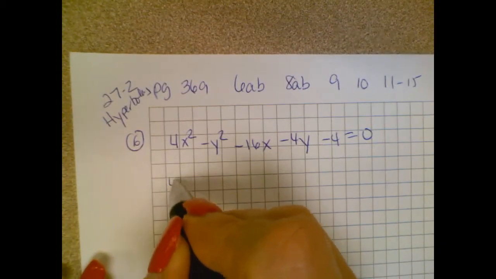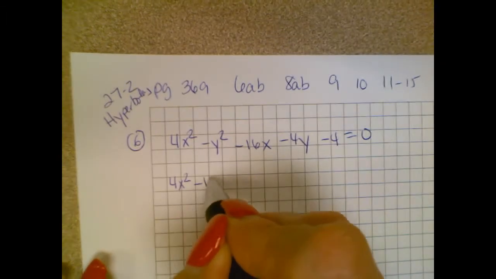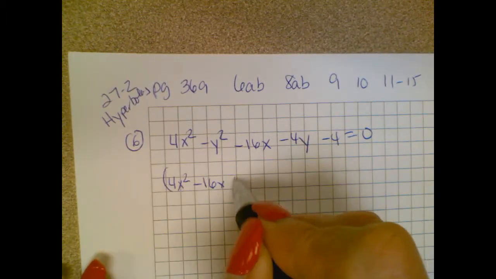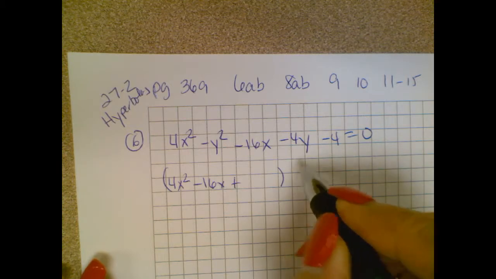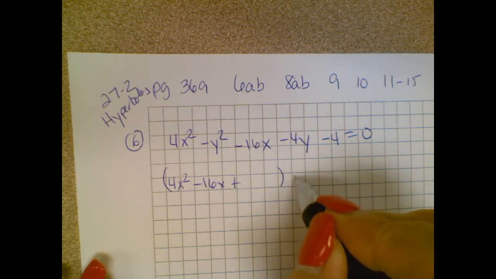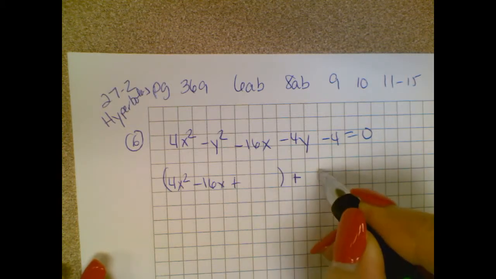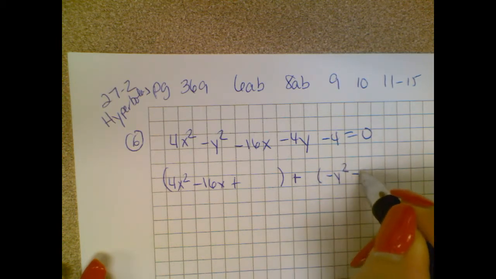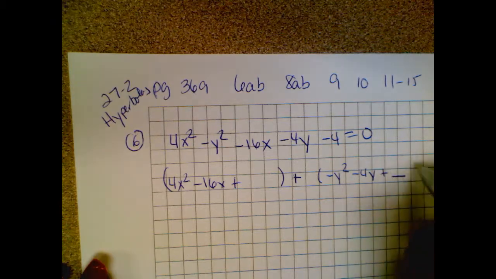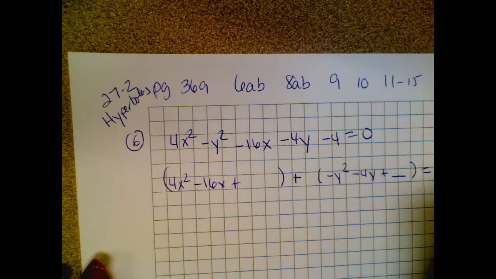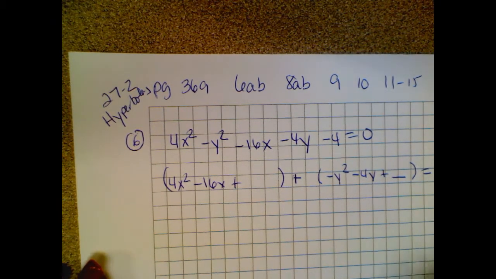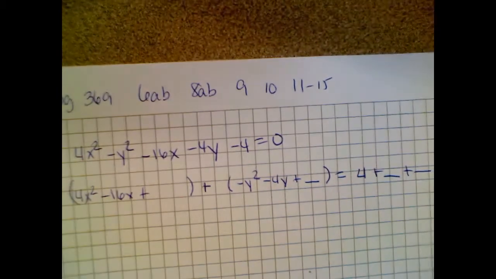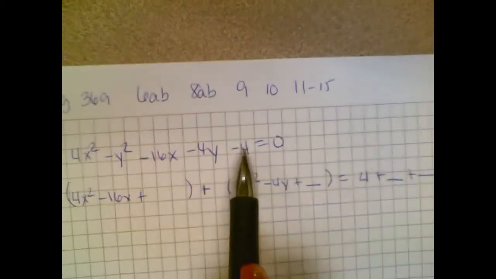So we have to make it look like a hyperbola. We're going to group our x's, just like we did with the ellipses and the circles. And then we're still going to put a plus sign here just for a second. I'm going to show you why. Go ahead and group your y's. And your y's are negative y squared minus 4y plus blank. And then I want you to add 4 to the other side because it doesn't have an x or y, so we add this to the other side.